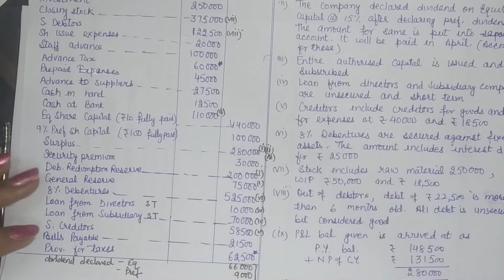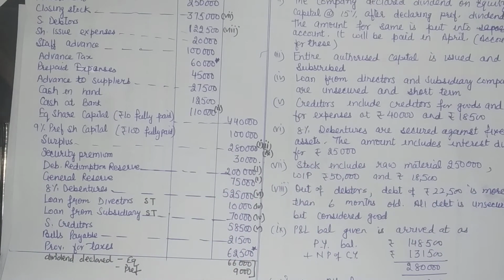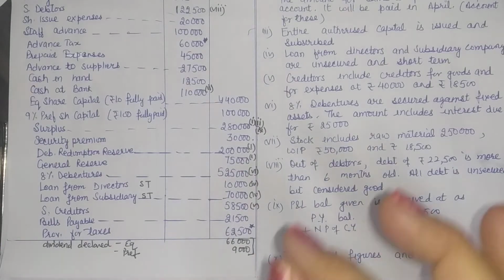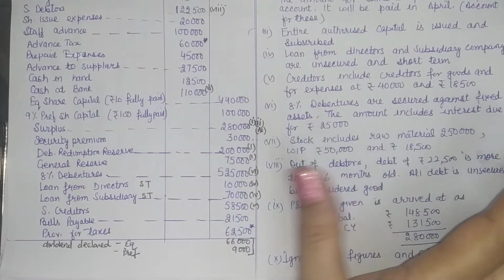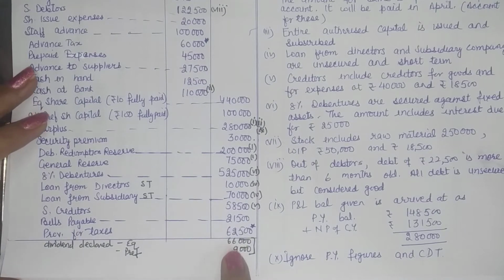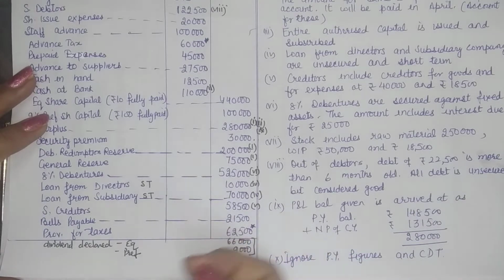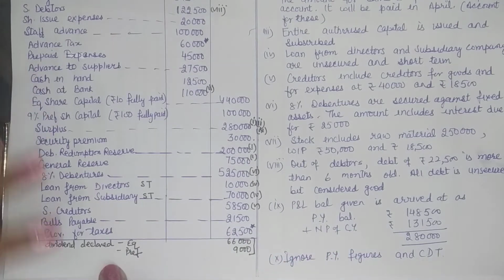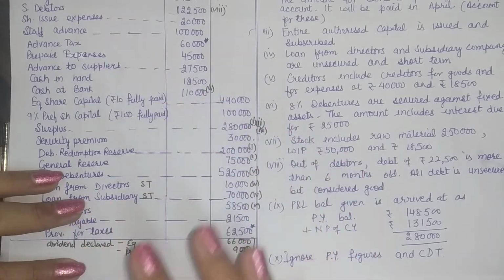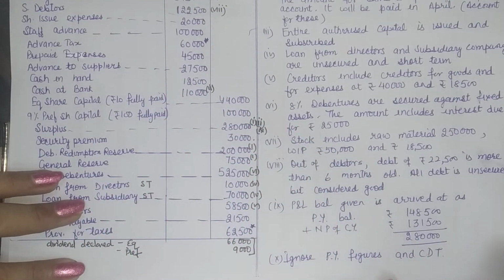9th working. It says ignore previous year figures and CDT. Usually when a company declares dividend, then on that dividend, it is required to pay corporate dividend tax to the government at a specified rate. So when you gave this 75,000 rupees as dividend, you need to pay corporate dividend tax. So you need to make a provision for CDT also. So you need to provide for corporate dividend tax payable. That is also given out of the surplus. But this question says ignore it. It means we won't take it.